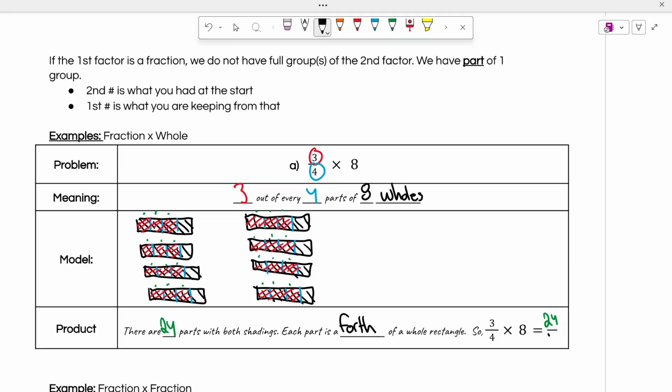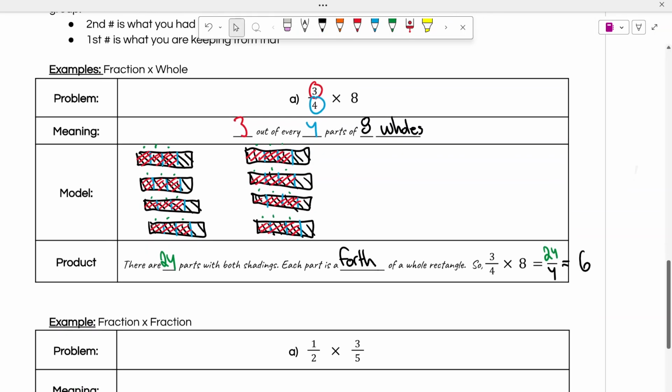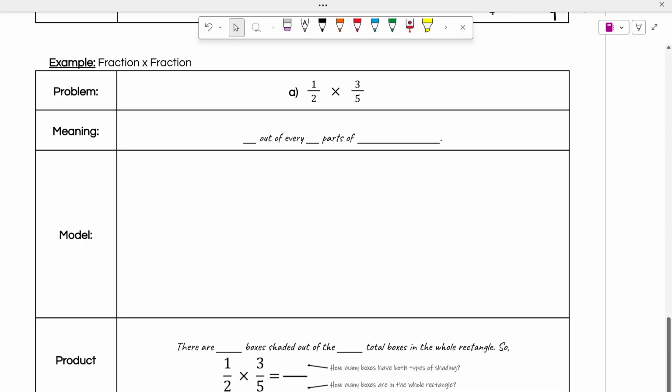It's a fourth. Of course, 24 fourths can simplify down to 6, since 24 divided by 4 is 6. And if you arrange these parts into filling up each whole, you would end up with 6 fully filled in rectangles. Now we can apply the idea to fraction times fraction.